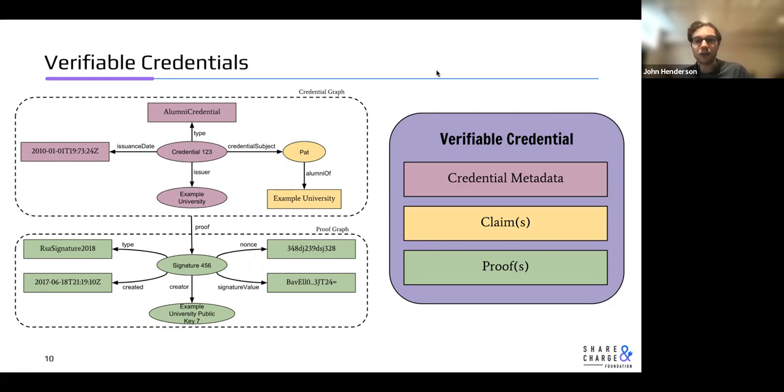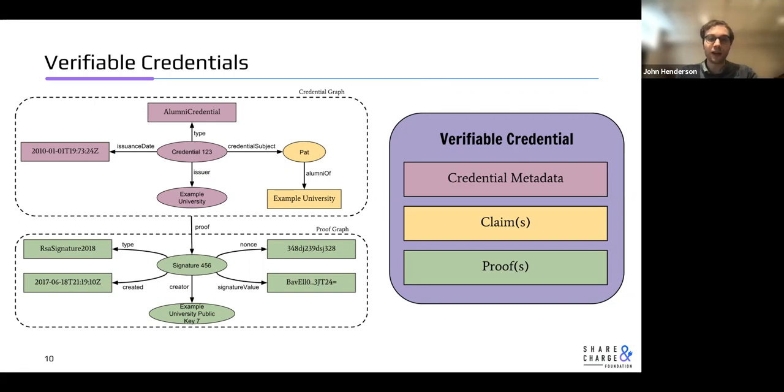So on this slide, you can see the structure of a verifiable credential contains claims, credential metadata, and a proof over those claims. So the core of it, I suppose, is the claim saying that a particular credential subject has some attribute. In the example, Pat is an alumni of Example University. These diagrams are taken, by the way, from the W3C Verifiable Credentials standard, so I'd recommend folks check that out for more information. But like I was saying, Pat is an alumni of Example University, and that's the claim being made in this credential.